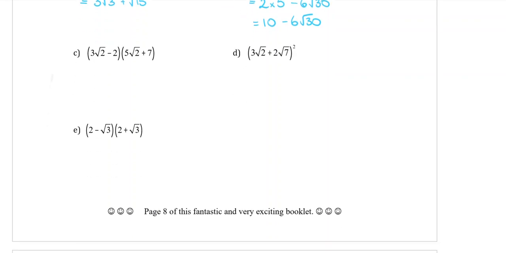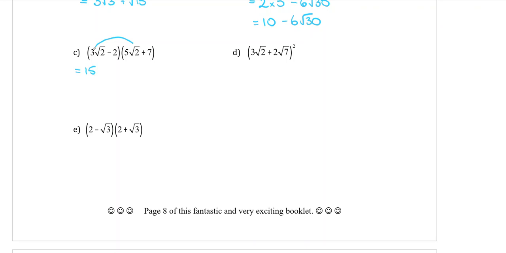Part C, we now have 2 sets of brackets, which mean that I need to do a full FOIL expansion. So F in FOIL stands for first. We do the first thing in each bracket times together. So the 3 times 5 is 15, root 2 times root 2 is 2. Then O stands for outside, so the 2 outside things in the bracket. We do 3 times 7 is a 21, and then we have a root 2. I stands for inside, so minus 2 times 5 is negative 10, root 2. And L stands for last, minus 2 times 7 is negative 14.